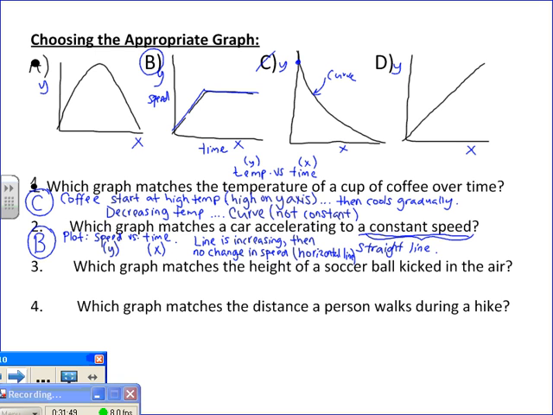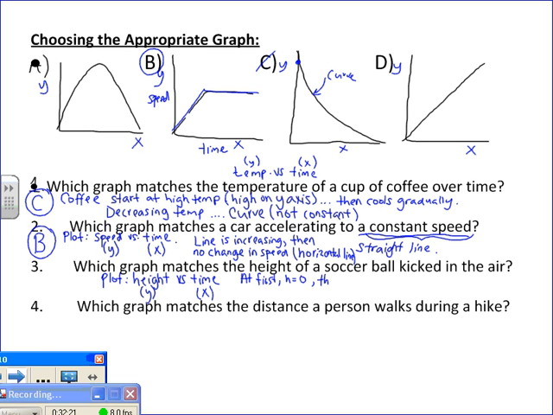Number 3 says, which graph matches the height of a soccer ball kicked in the air? Well, we would be plotting height versus time, and height would be on our y-axis, time would be on our x-axis. And so what would we expect? Well, at the beginning, the soccer ball would be on the ground. So at first, the height would be 0.